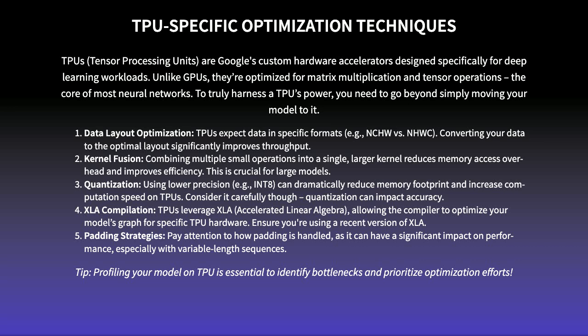This minimizes memory access. Quantization, using less precise numbers, can also dramatically speed things up, but be mindful of potential accuracy trade-offs. Don't forget about XLA compilation. It's the compiler that really unlocks the TPU potential. And finally, pay close attention to padding strategies because these can have a big impact. The best way to know where to focus your efforts is by profiling your model on the TPU itself. Use those tools to find the biggest bottlenecks and prioritize your optimization.